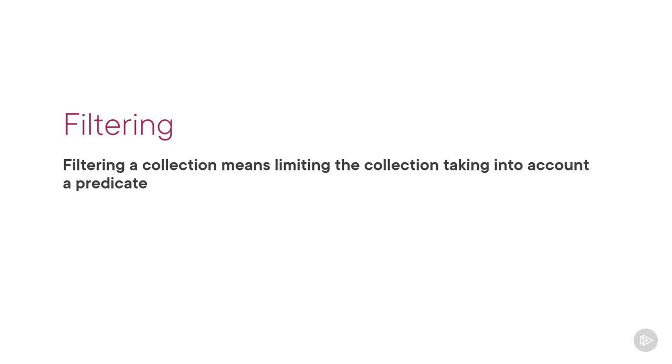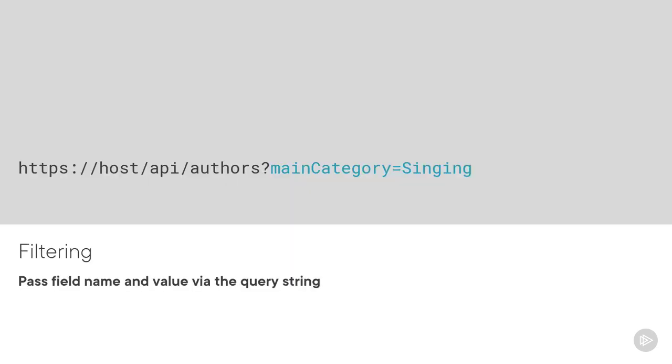In the two upcoming demos, we'll implement filtering and searching on our API. Filtering a collection resource means limiting the collection resource, taking into account a predicate. For example, you may want to return all authors where the main category matches singing. So, we're passing in the field name and the value we want that field to match to make it part of the collection that will be returned.